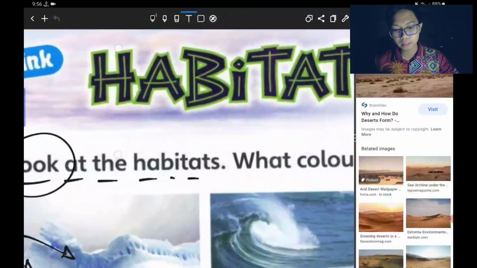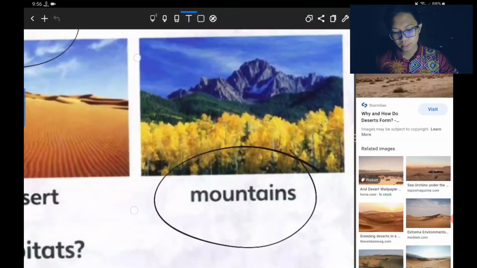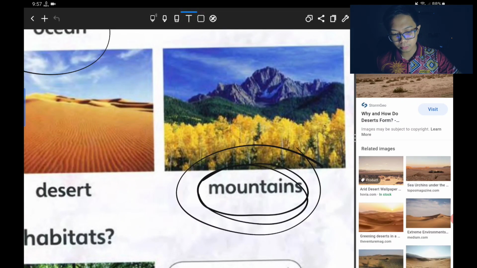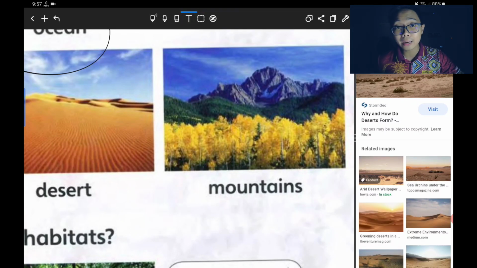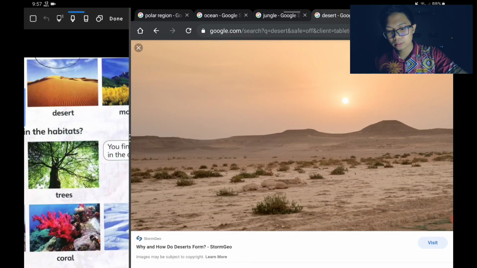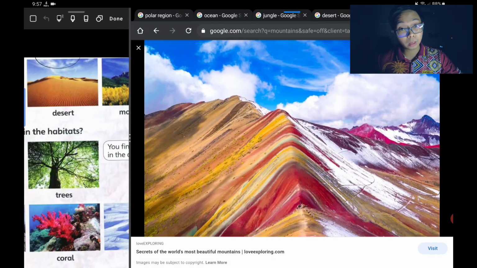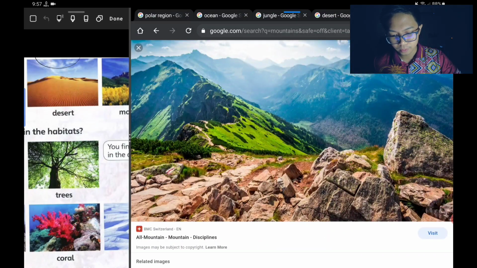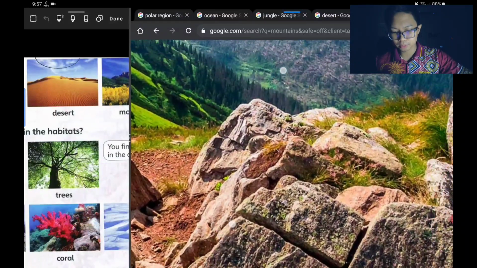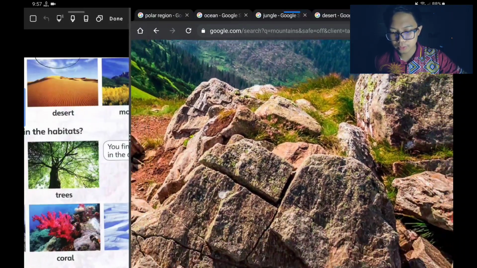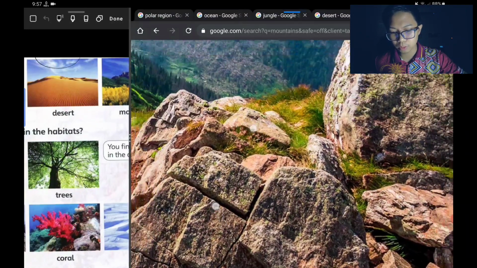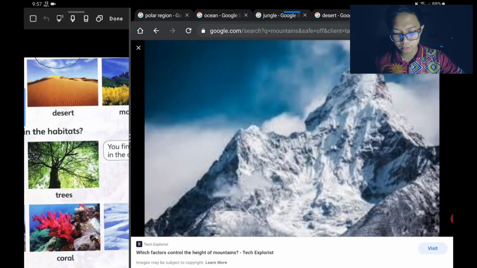Okay. So next, let's have a look on the 5th habitat. Okay, tempat tinggal. Habitat. Mountains. Okay, mountains. Gunung ganang. Let's have a look. The mountains. Oh, the colorful one. Okay. On the mountain. Mostly they have big rocks. Okay, batu-batu yang sangat besar.